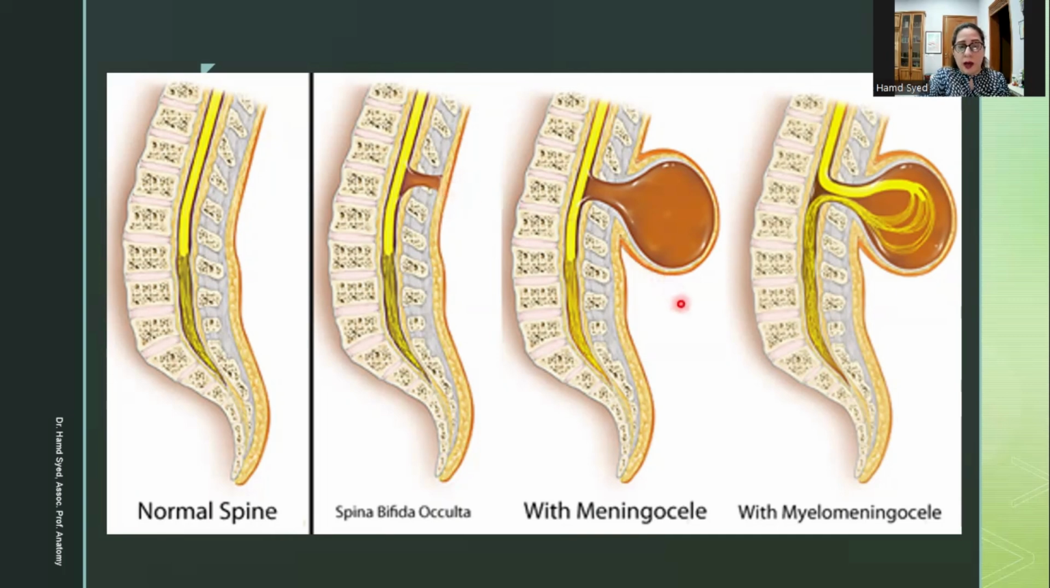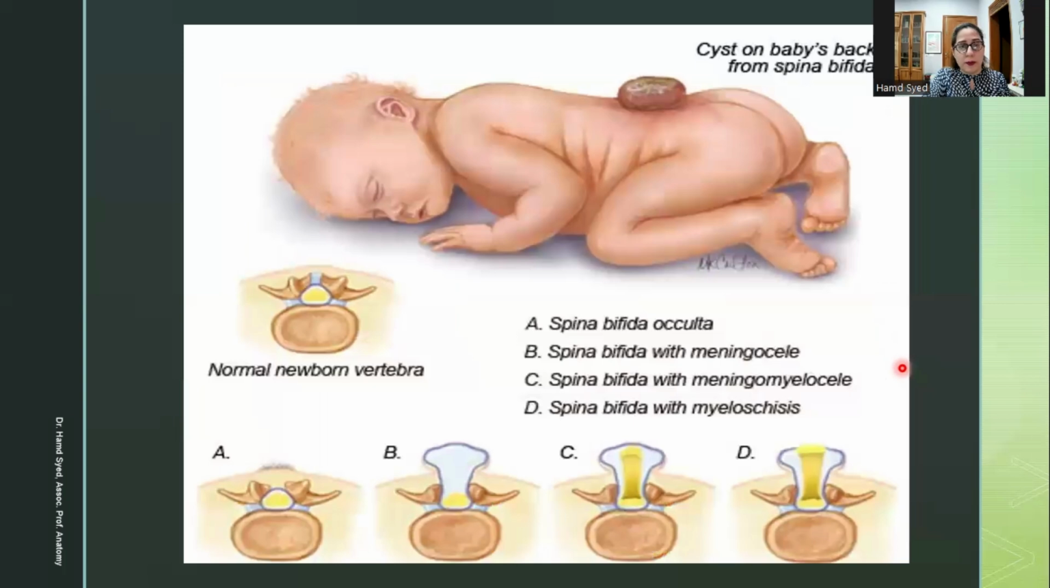Here is spina bifida with meningocele. In this case, the meningeal layer has extruded or herniated through the defect, and it has formed a cyst-like, you could say, lump on the surface of the body. This is the spina bifida with meningocele. Now, if this cyst contains neural tissue, then it is called spina bifida with myelomeningocele, and obviously this is a more severe form of the congenital defect.